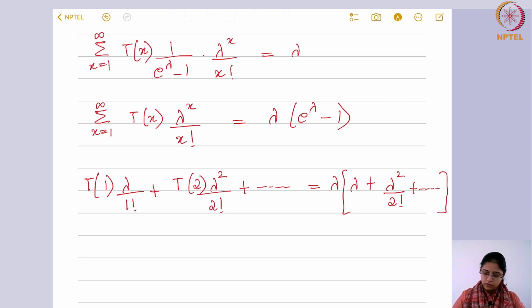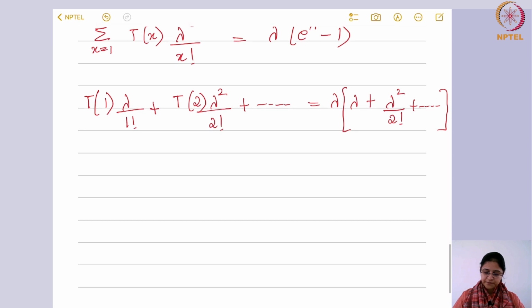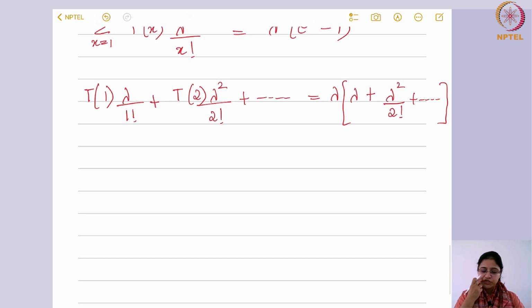Now we know that these are power series, and they can be identical in an open interval if and only if all their coefficients match. So if you match the coefficient for lambda, you can see that on the right hand side you do not have a lambda term. So it basically shows that t of 1 is 0 in this case. Now if you look at t2, what is happening?